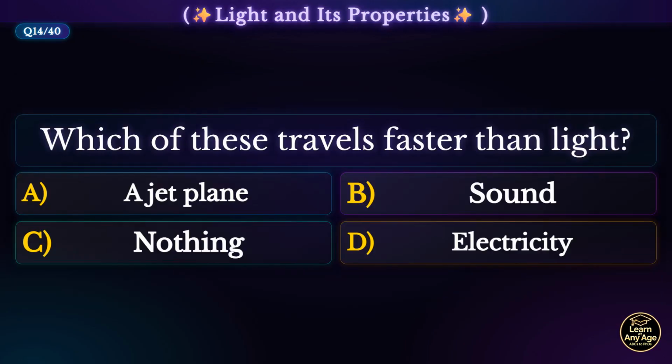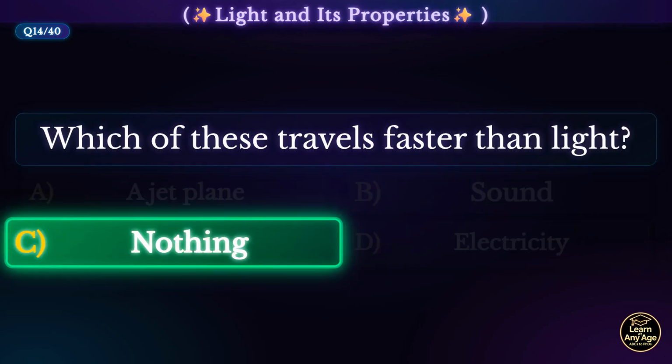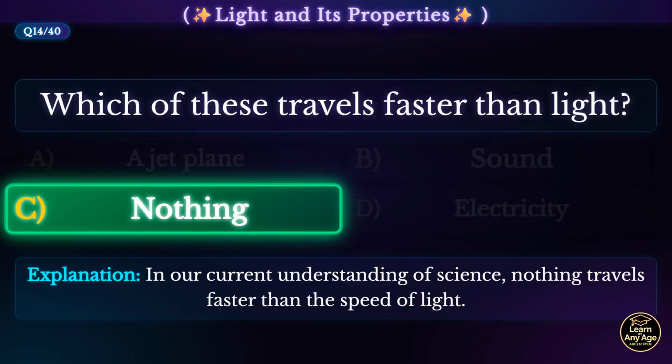Which of these travels faster than light? A jet plane. Sound. Nothing. Electricity. Nothing. In our current understanding of science, nothing travels faster than the speed of light.